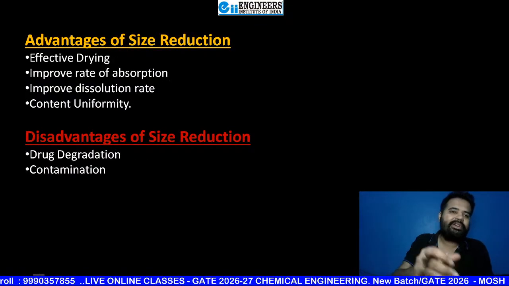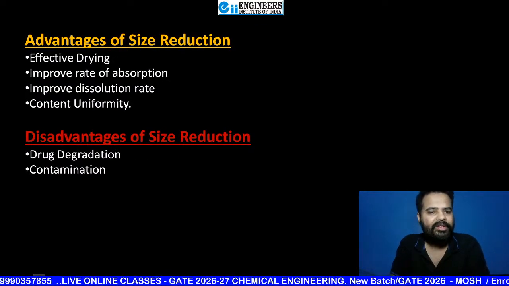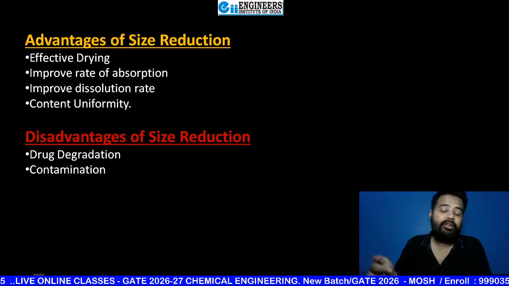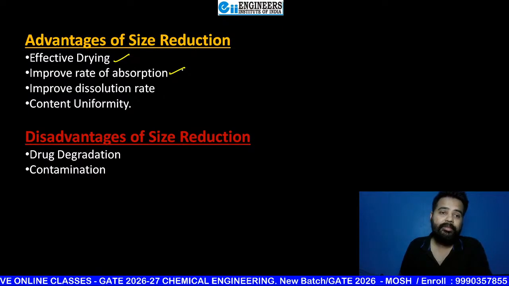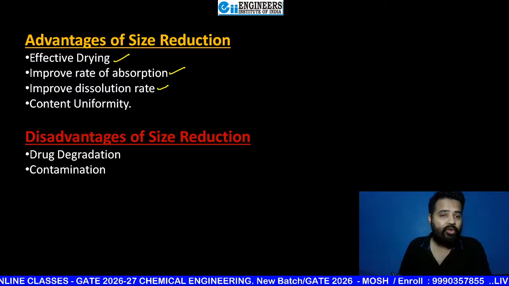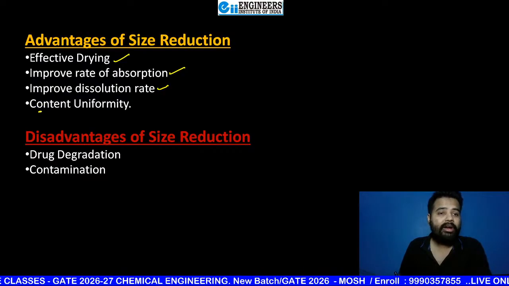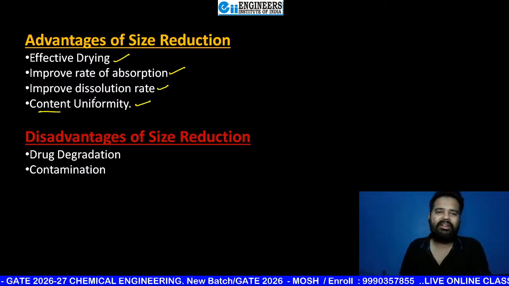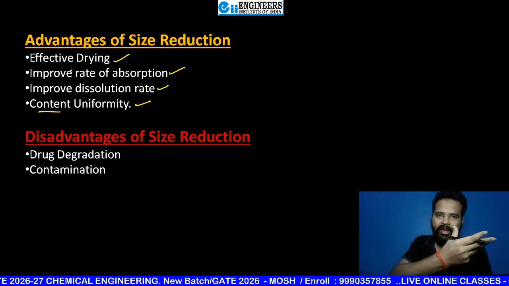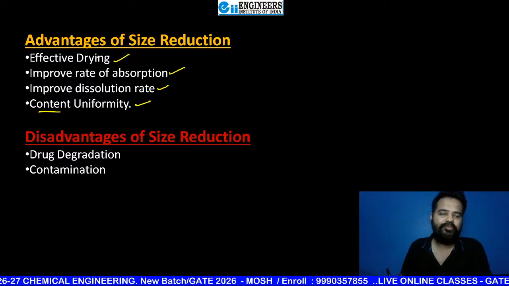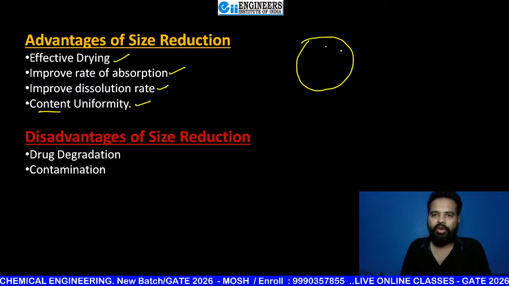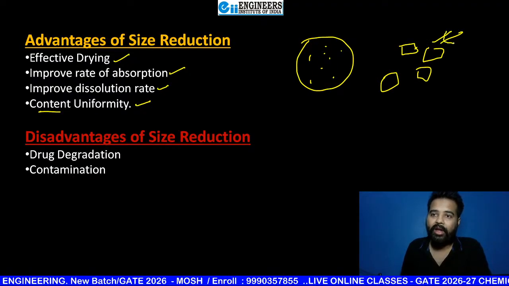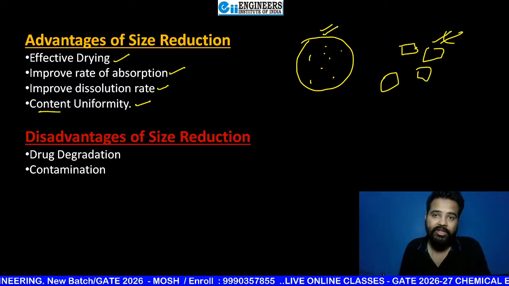Now next, what is the advantage of size reduction? I have given a few advantages and disadvantages. The first one, effective drying. Second, improved rate of absorption, improved dissolution rate, and you can also obtain your content in uniform size. The same things you saw in necessity, you are writing here in advantages. A few from that you are taking and writing here as advantages. Like if a very big solid is there and it is wet, then if you reduce its size, you can dry it more easily and faster in comparison.